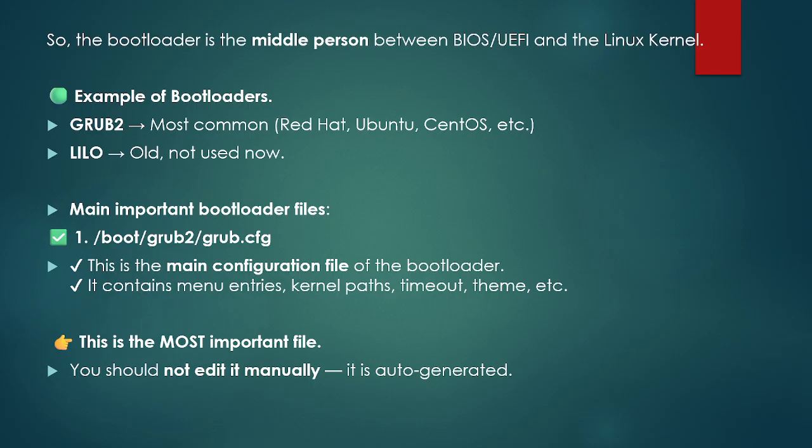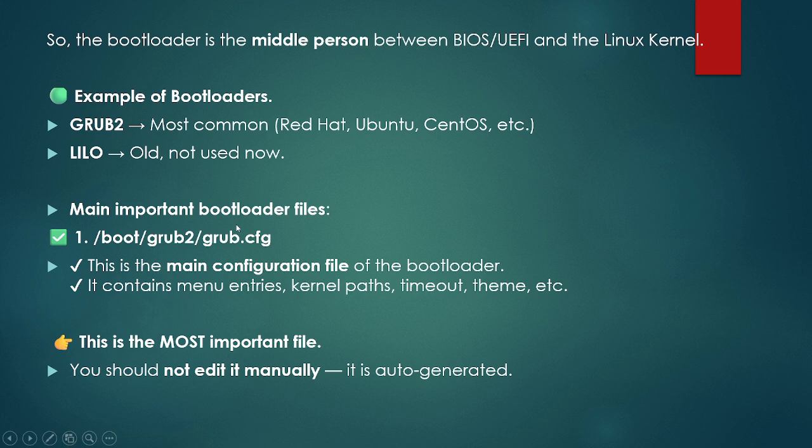But if you install the older version of operating system like CentOS 6.5 or RHEL 6 or RHEL 5, at that time you can find the Lilo bootloader. And in modern system means like RHEL 7, 8 or any higher version of OS of Linux server, you can find the grub2 bootloader.